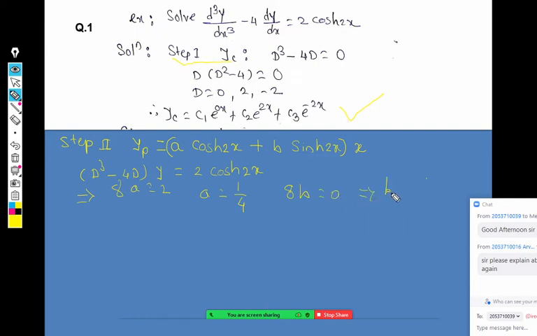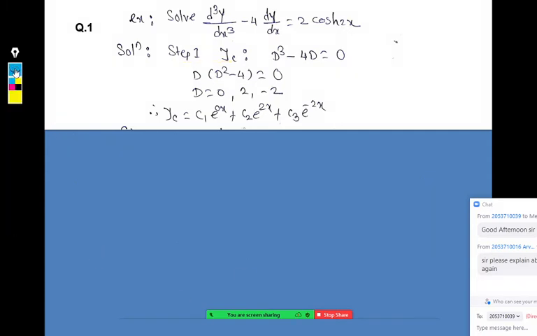So what should be yp? We have to just replace these values. So we get x by 4, is it? a is 1 by 4, outside x is there, cosh 2x. Did you get how to complete this then? Now let me check whether this answer is correct or wrong. Okay, just 1 minute.